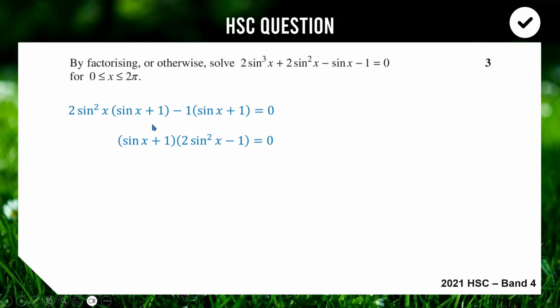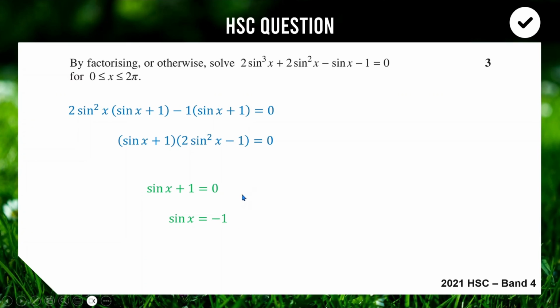Now we can split this into 2 little sub-equations. We can solve sine x plus 1 equal to 0, and we can solve 2 sine squared x minus 1 equal to 0 individually. So starting off with the sine x plus 1, we're just going to move the plus 1 over to the right to become negative 1. And now we are going to close our eyes and visualize what sine x looks like, because anytime you're trying to solve equal to 0, 1, or negative 1, you've got to think about the graph.